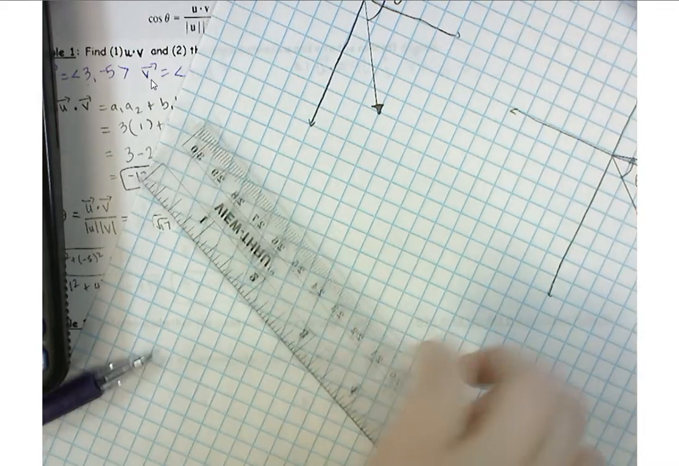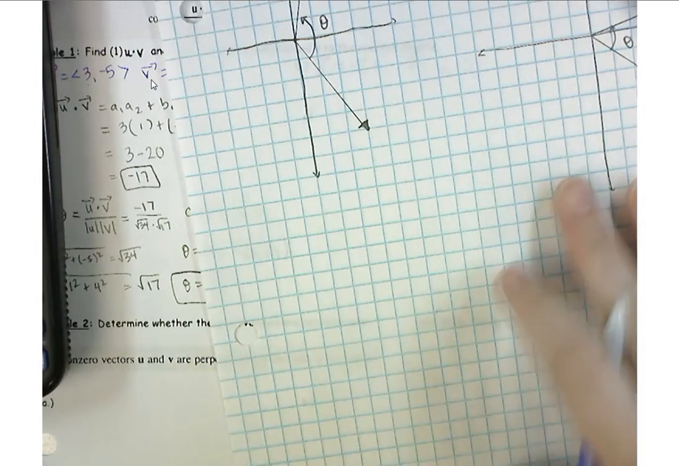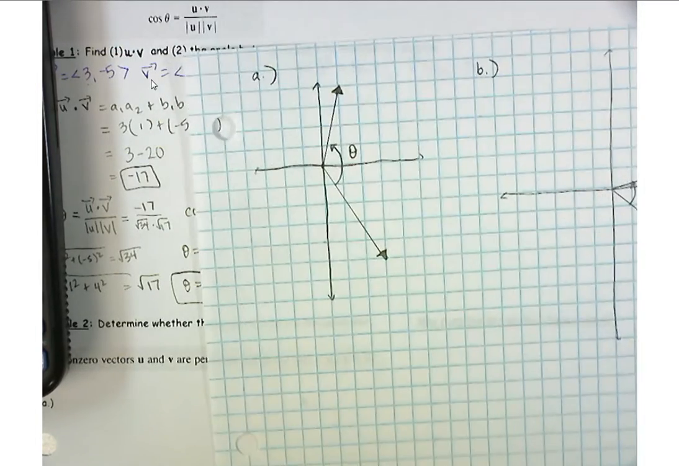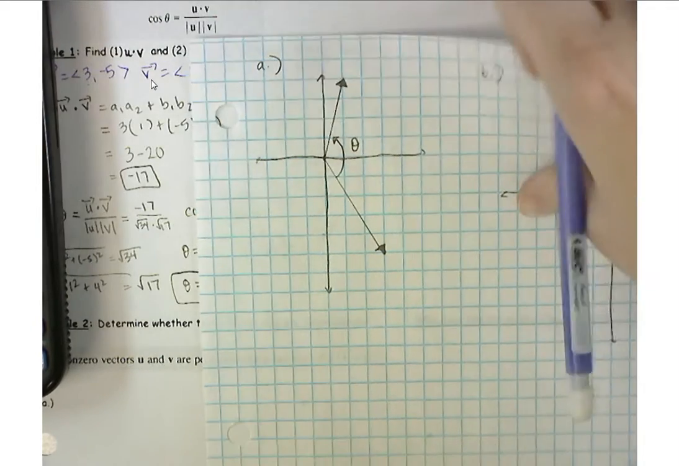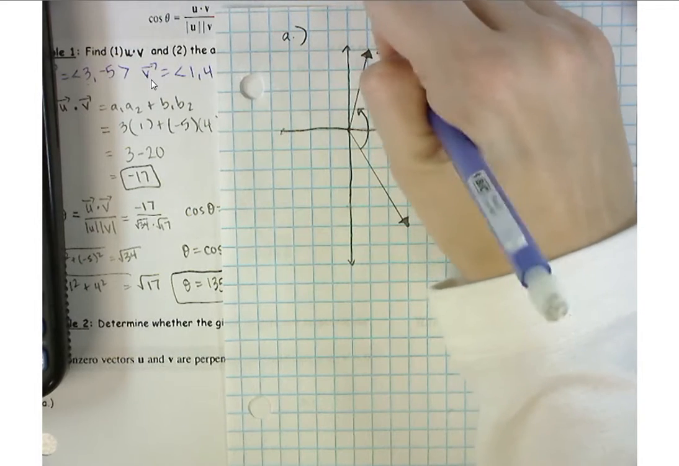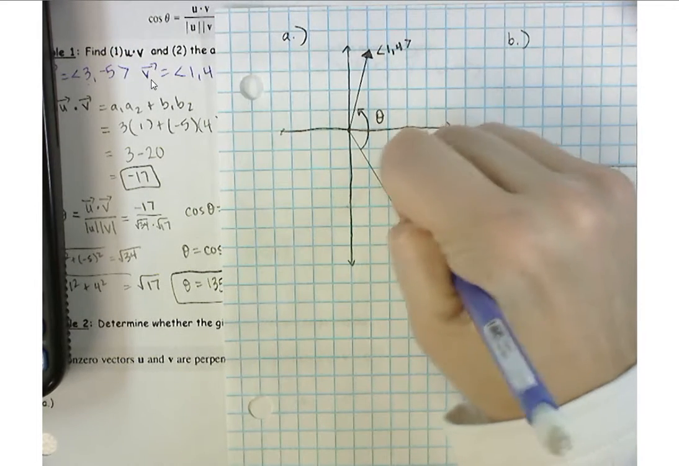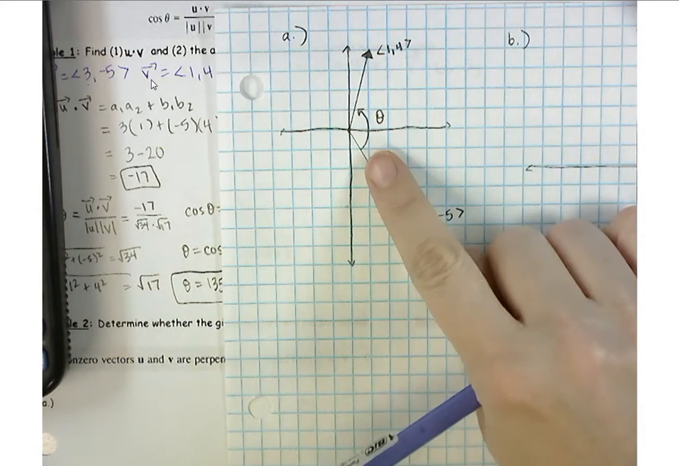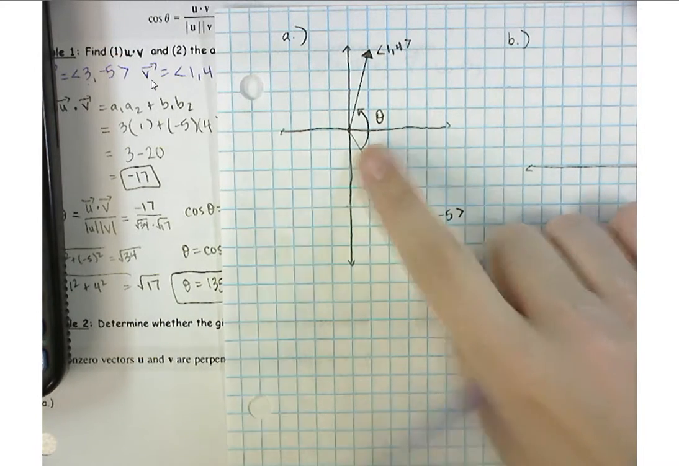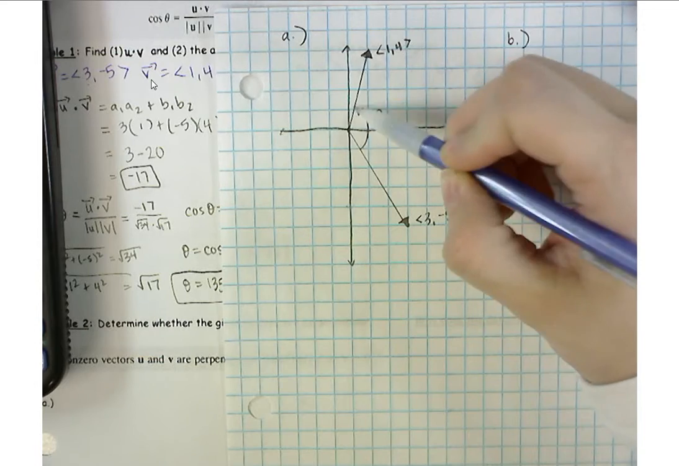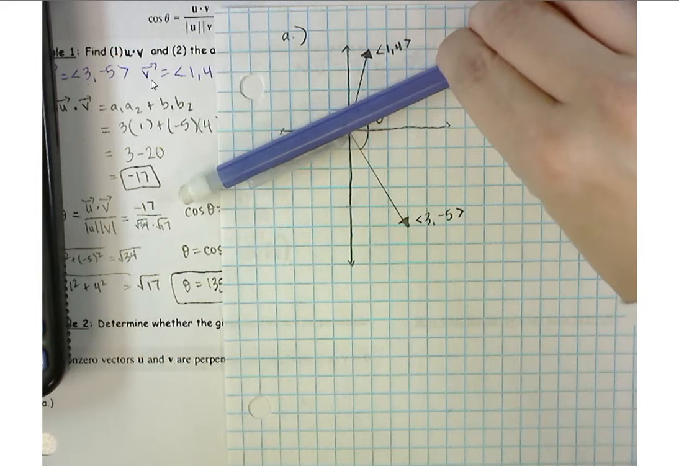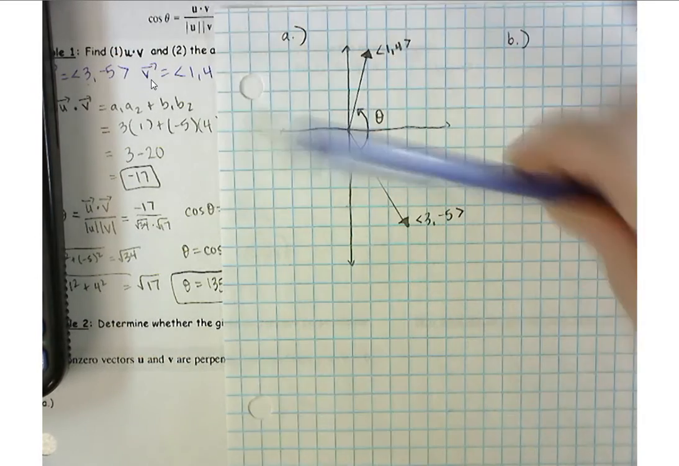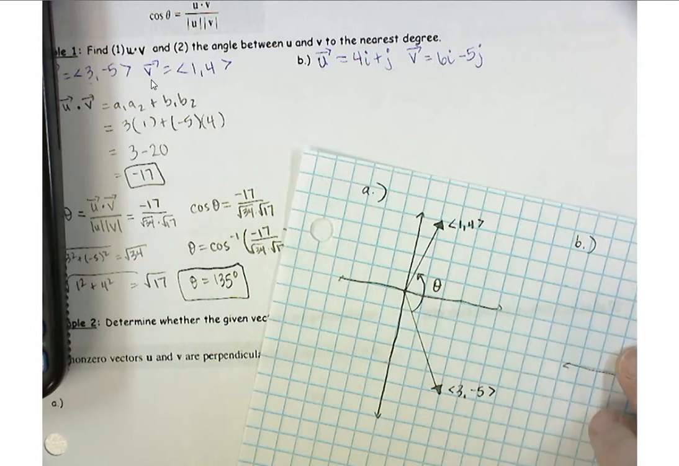It sounds like some of you are finishing up. So again, I just wanted to show you this visual representation. For part A, this is your vector 1, 4, and this is your vector 3, negative 5. And I just started them both at the origin. So you can see by looking at this angle, it's definitely going to be greater than 90, right? Because this would be like your 90-degree angle here, and we know that it's past it. So 135 does seem like something reasonable.